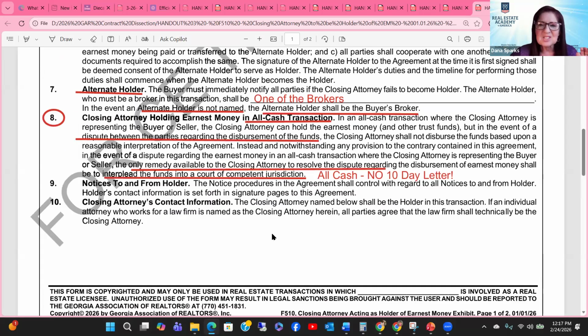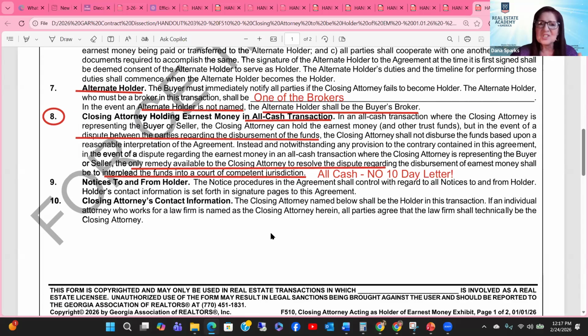Now, you guys, this is so important, and a lot of agents don't know this. If it's an all cash transaction, you really do not want the closing attorney to be the holder of the earnest money. Why? Because nothing's an issue until it's an issue. If it's an all cash transaction, it doesn't close, buyer and seller do a termination and release, but they do not agree on who gets the earnest money. They don't sign the release portion.